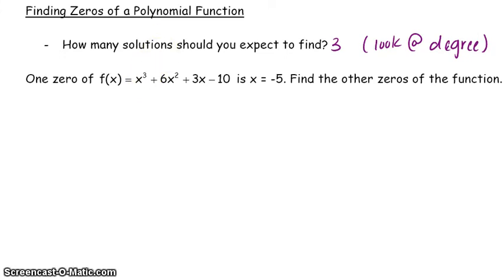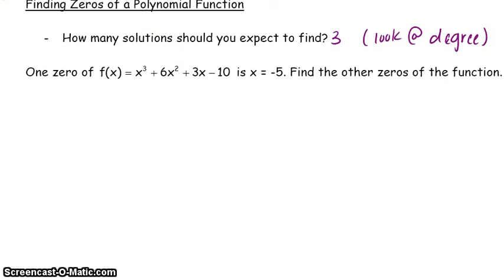And that helps you because when you go to factor, it just helps you to say, okay, well, I'm going to be looking for 3 zeros after I factor this. So I should get 3 answers out of this. So if I don't, then that helps me to remember to go back and check my work to make sure that I get 3. Okay? So one zero, another word for that is root or solution, of this polynomial is negative 5. So it's telling us our solution right off the bat, and it says find the other zeros of the function.